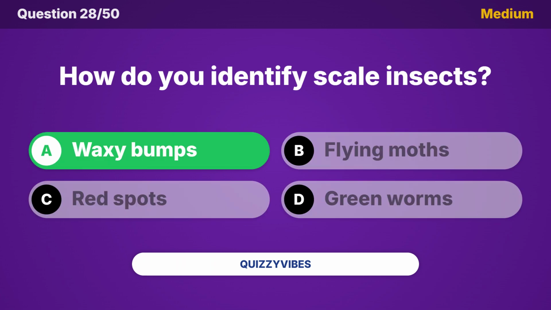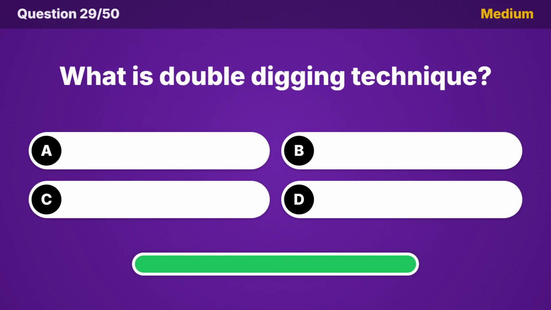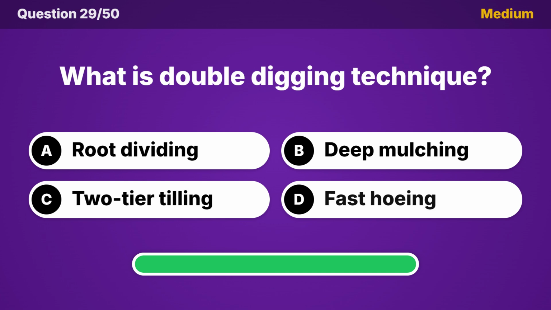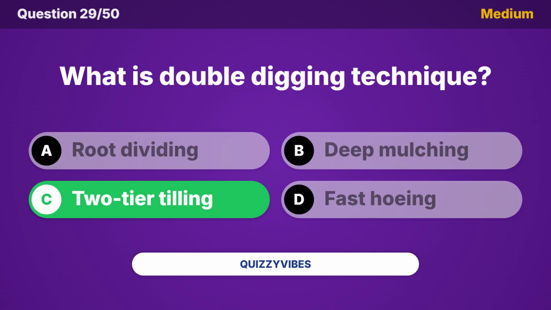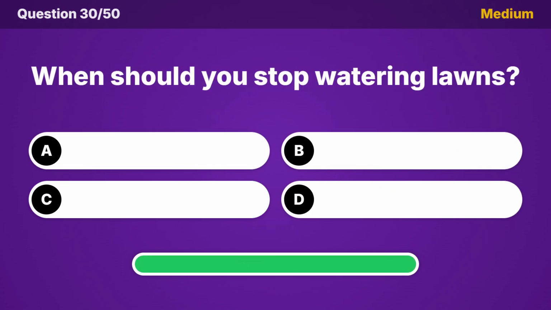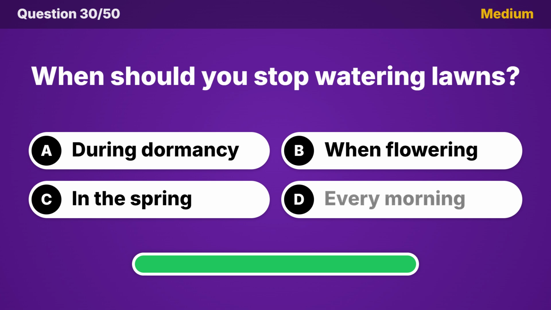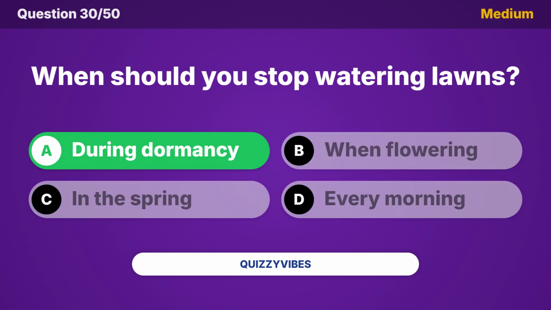The answer is waxy bumps. What is double digging technique? The correct choice is two-tier tilling. When should you stop watering lawns? Time's up! It's during dormancy!